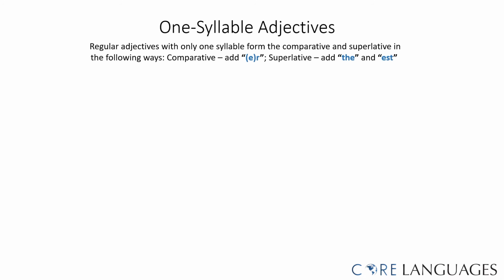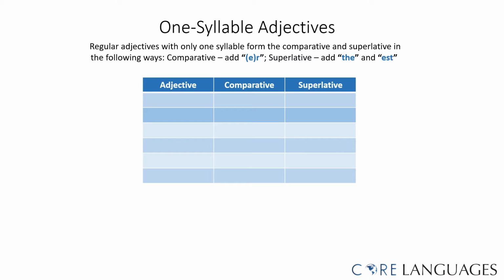To form the comparative and the superlative for one-syllable adjectives or adjectives that have one vowel sound, we simply add er or r for the comparative and est and the article the for the superlative. For example, high, higher, the highest. Small, smaller, the smallest. Slow, slower, the slowest. Fast, faster, the fastest.